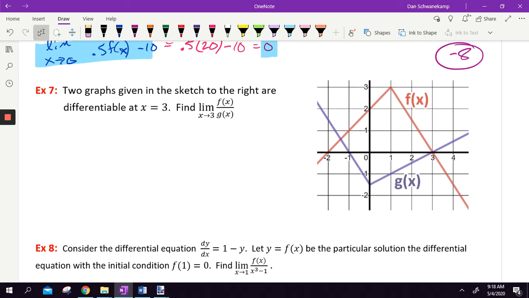Two graphs are given on the right. They are differentiable at x equals 3. Find the limit as x approaches 3 of f over g. So I see a fraction.